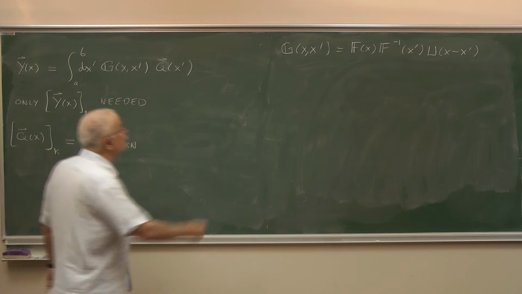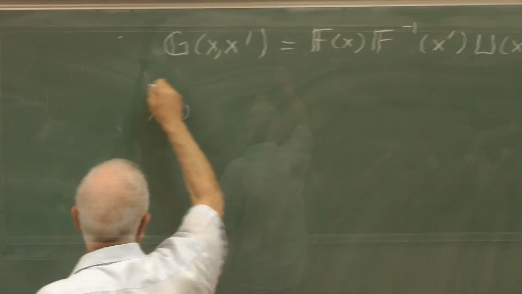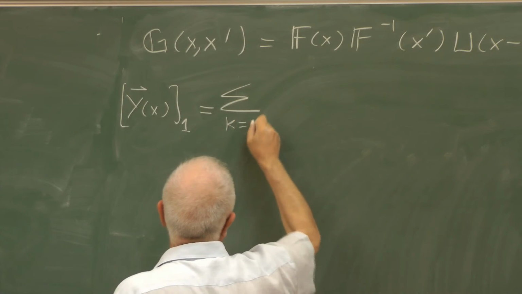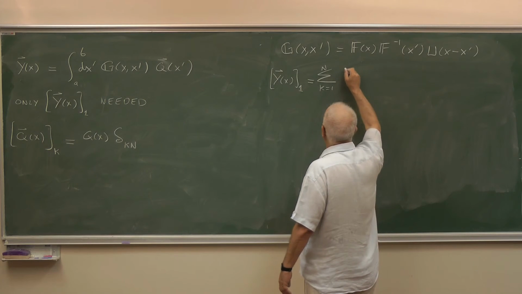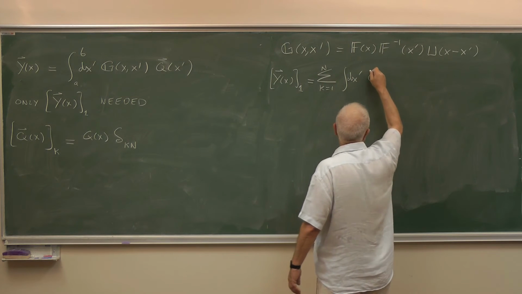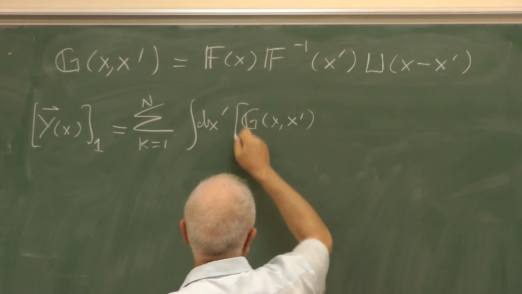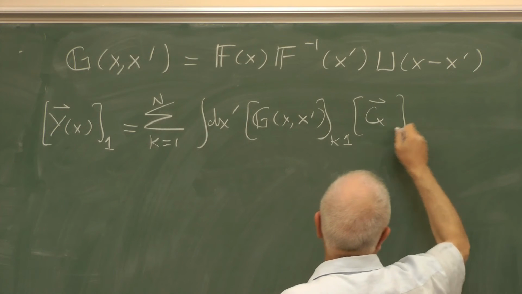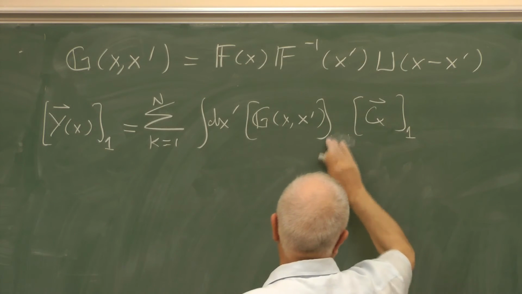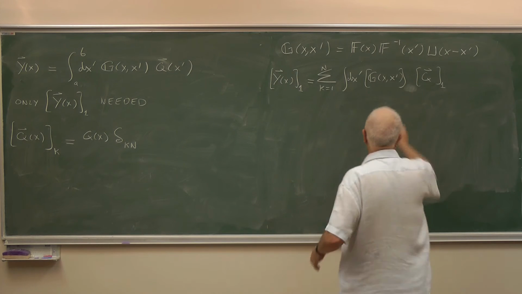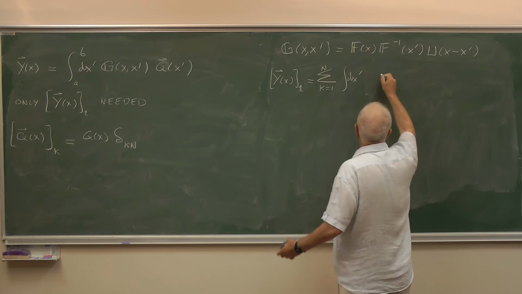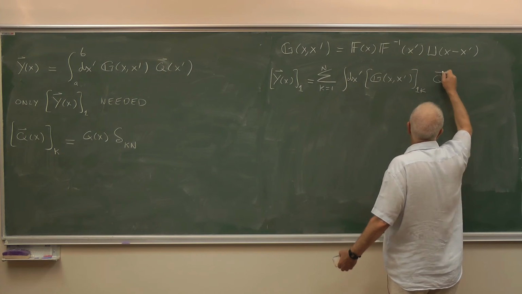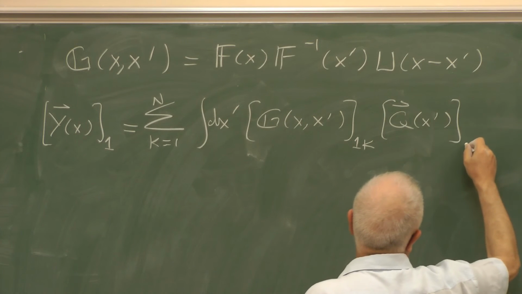So let's do that. Y of x first component is actually a summation over k from 1 to n, integral dx prime g of x prime 1k and then q vector k.